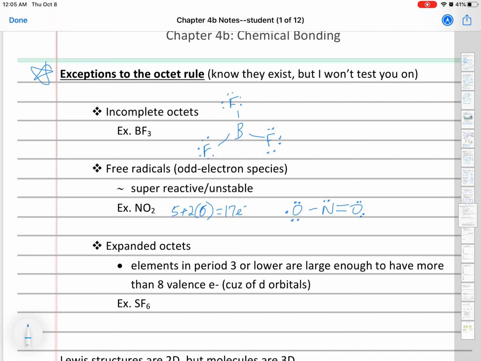So it also doesn't fulfill the octet rule because that oxygen only has 7 electrons around it, not 8 like it should. These guys are really reactive and unstable because they are not comfortable without having an octet. That oxygen really wants another electron. It'll actually go around and steal an electron from other things and start this sort of chain reaction of electron stealing. And that's what free radicals do.